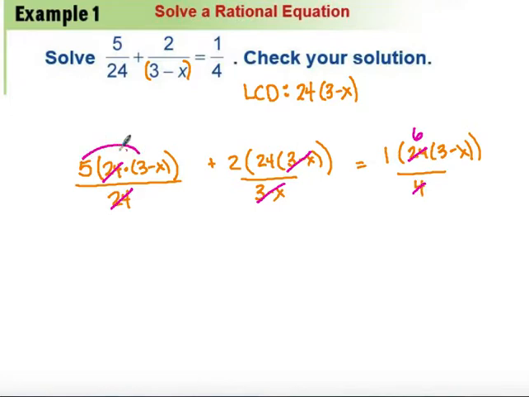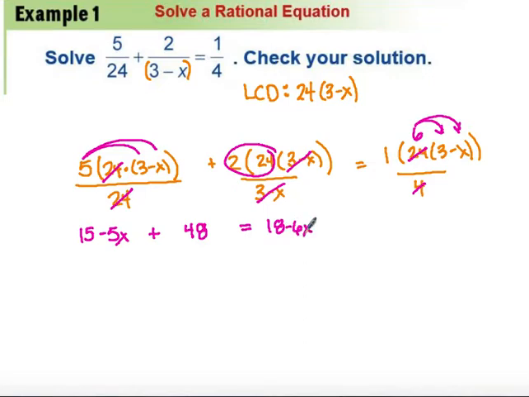So now I'm going to go ahead and distribute the 5. That will give me 15 minus 5x plus, now I'll just have to combine, the 2 times the 24 is 48, and I'm going to set that equal to, and I will have to distribute this 6 on the right side. So that's going to give me 18 minus 6x.